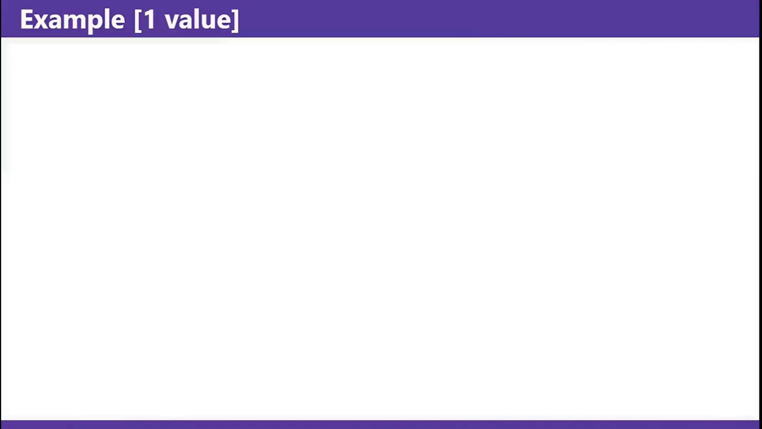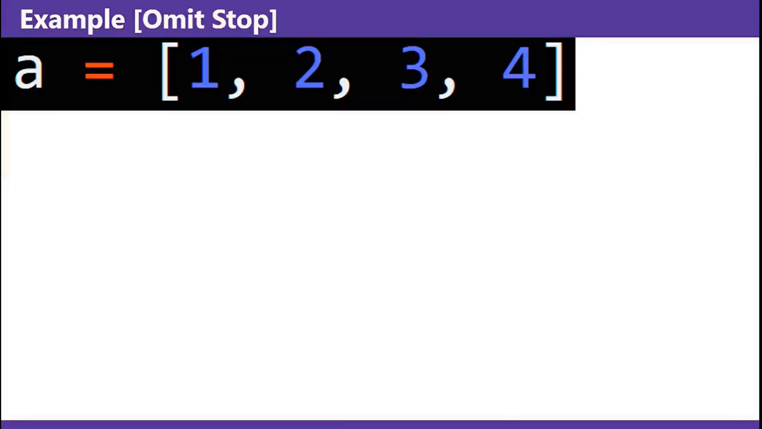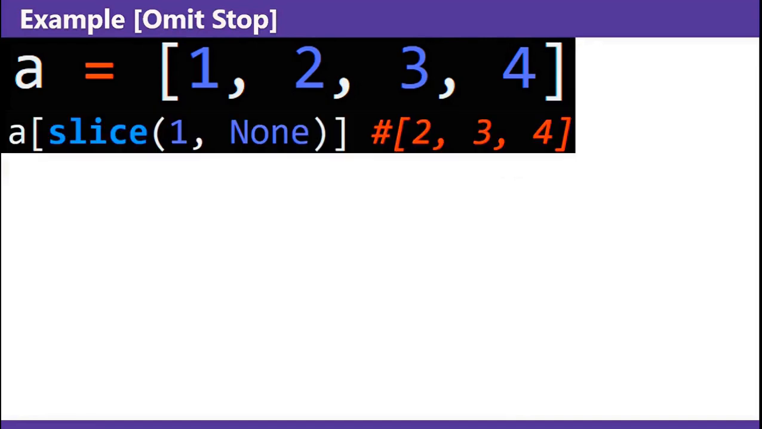If you give one value to the slice function, it slices from the start to 1 less than the value you provide. From this code, that means slice from 0 to 1 less than 1, meaning just 0, so you'll get a list with just 1. If you give the first value and then make the second value None, that slices from the first value to the end of the list. So this code will give you the list from 2 to 4.